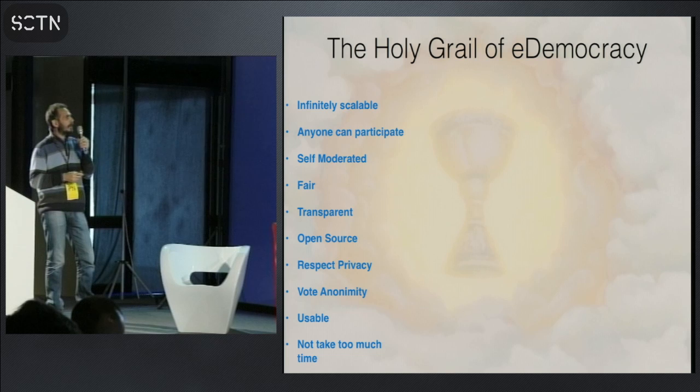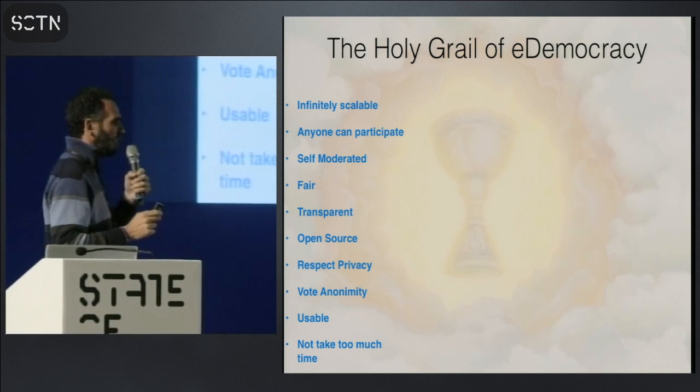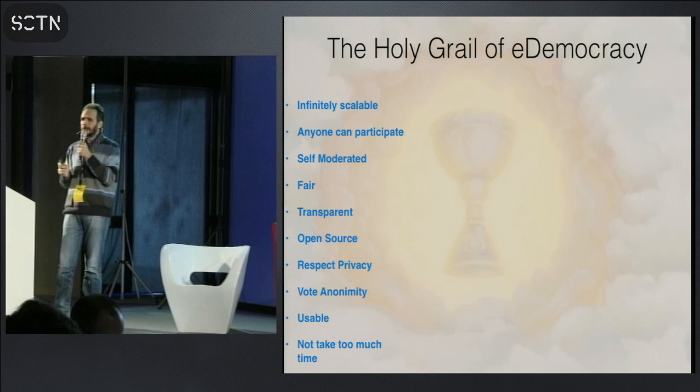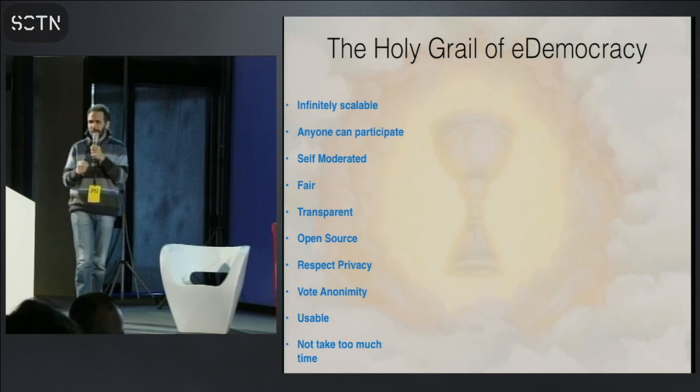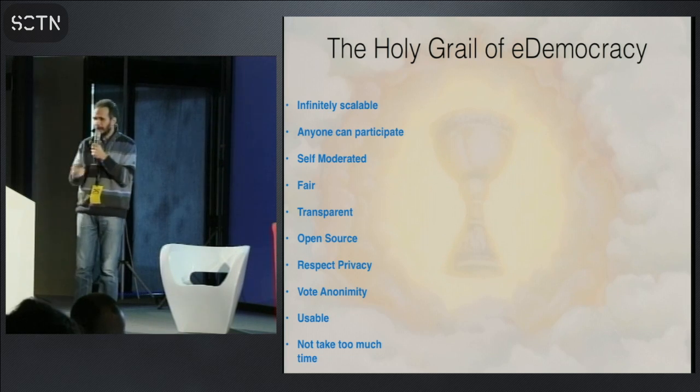Now, it doesn't take a long time to realize that some of those principles are actually in contradiction with one another. This slide is on Twitter. I tweeted it some time ago.